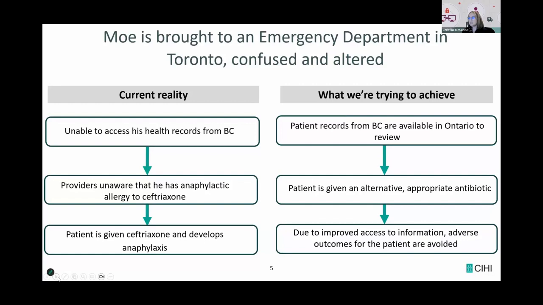So what we're really trying to achieve today is that his records would have followed him from BC to Ontario, and they would have been available for the providers to review when he was in the emergency department. As a result of having access to that health information, they would have known that Mo was allergic to ceftriaxone, and they would have given him an alternative appropriate antibiotic. And because of this information being available to those providers, Mo's outcome would have been better. He would have had a better quality of care, and any adverse reactions to the treatment that he received would have been avoided.